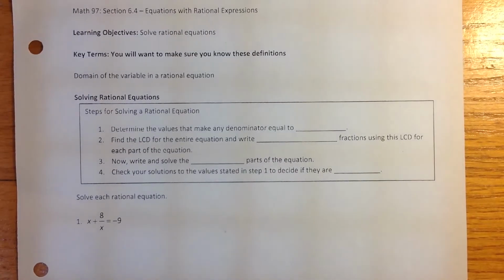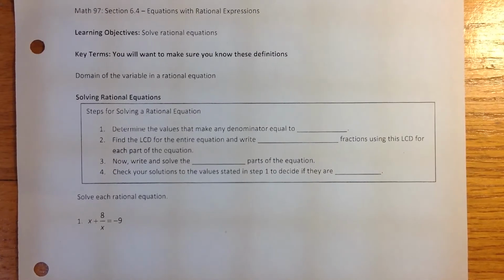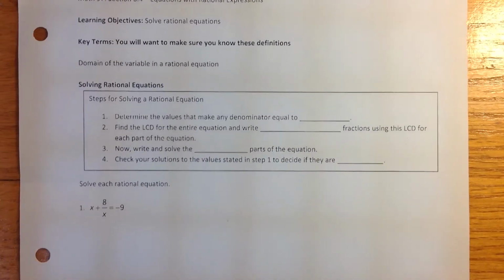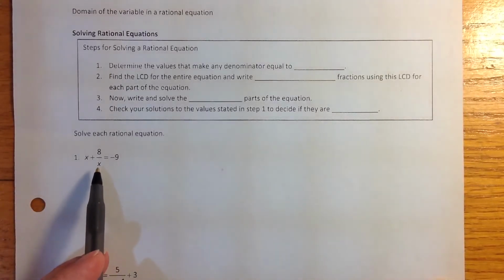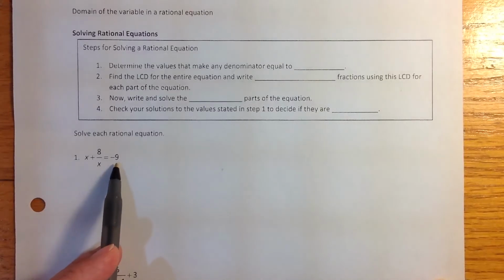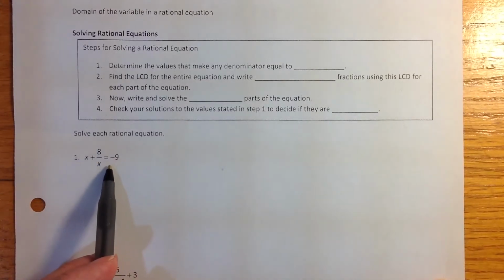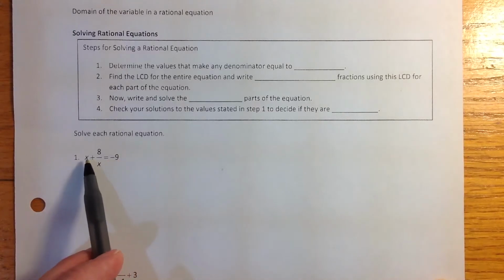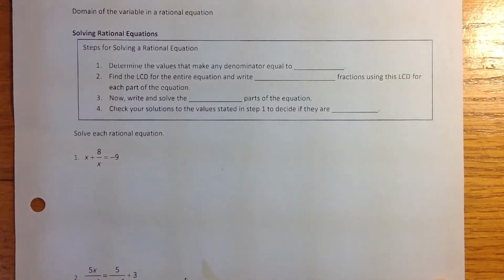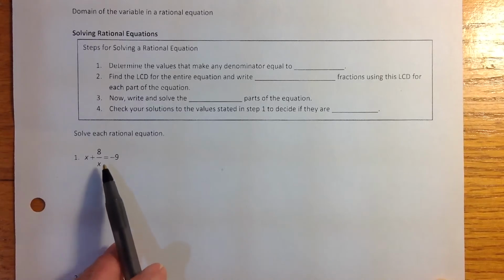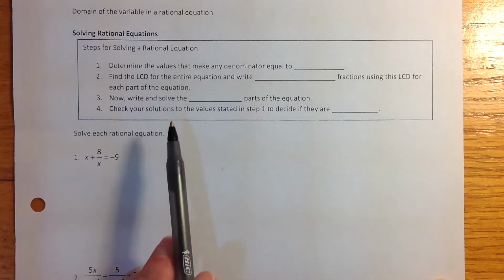We are going to look at section 6.4, equations with rational expressions. So let's start with the directions. A rational equation is an equation where you have a variable in the denominator. We have not solved an equation like this before. We have solved linear equations, where there are no powers on the variable and no variable in the denominator. We have solved quadratic equations where we have a power but still no variable in the denominator. So here's a new type of equation for us.